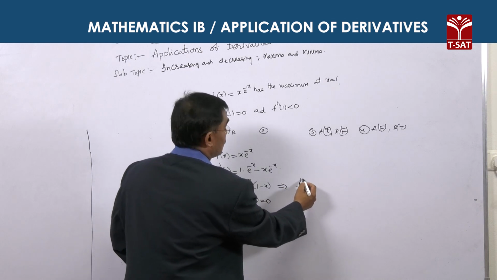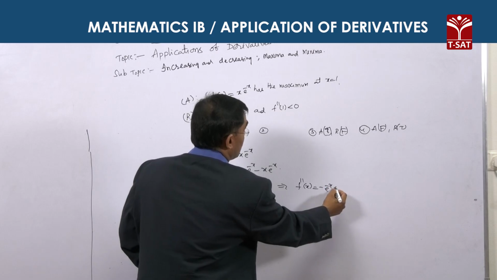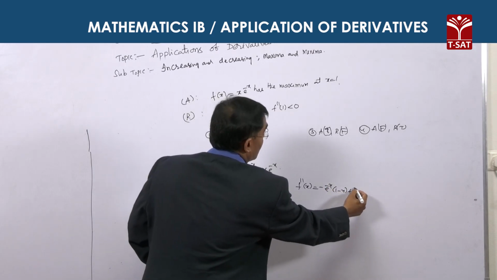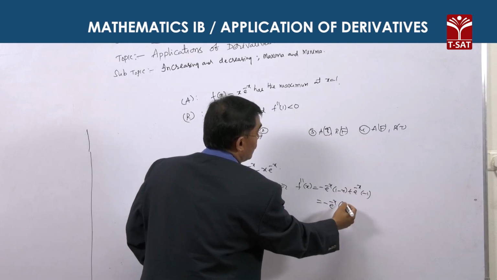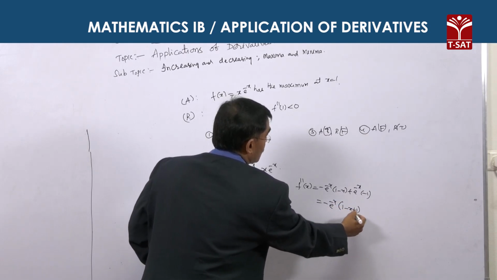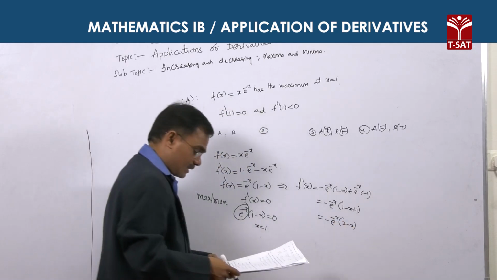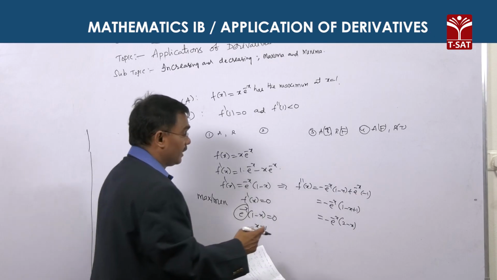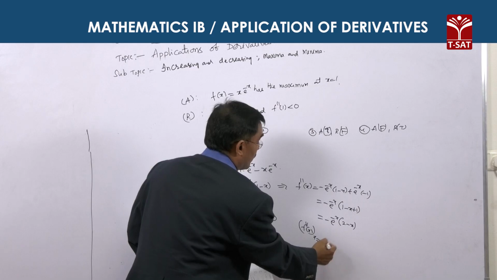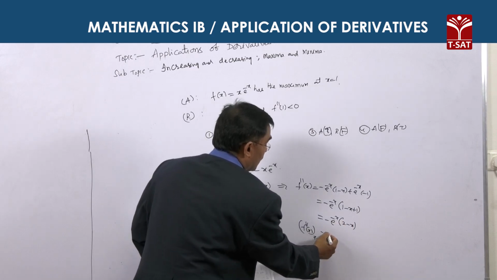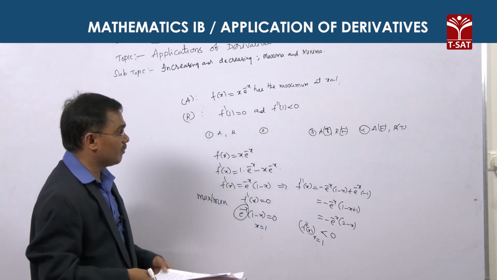From that, f''(x) can be taken. What is f''(1)? f''(x) = -e^(-x)(1 - x) + e^(-x)(-1), which gives e^(-x)(x - 2). Substituting x equal to 1, the value is negative. The value is negative, which means a maximum value.